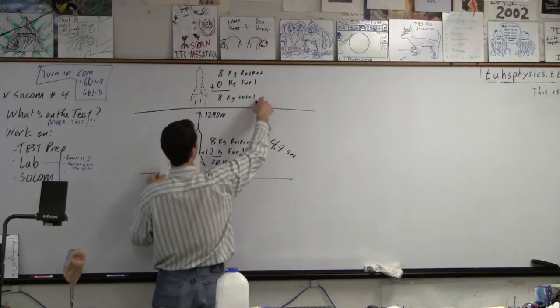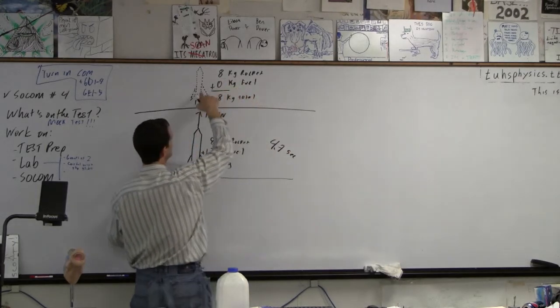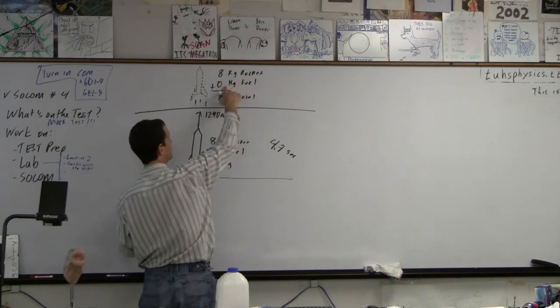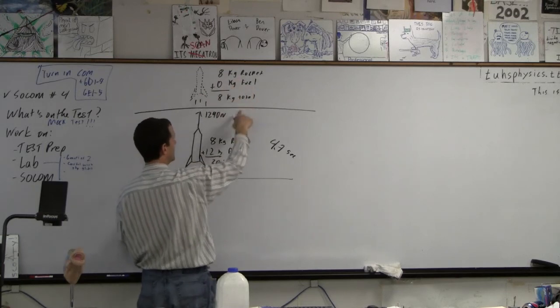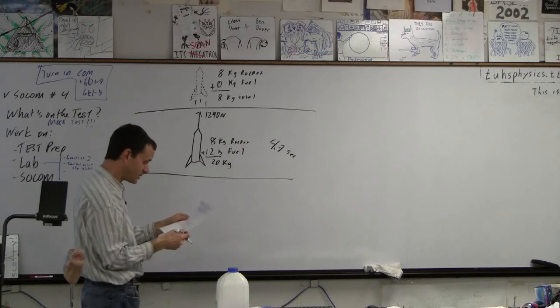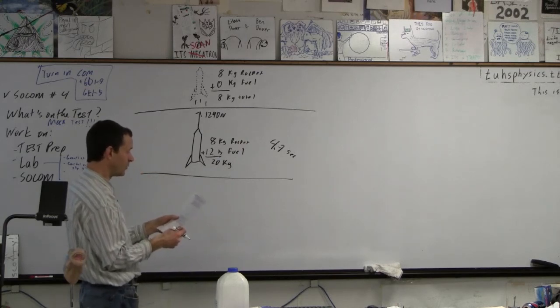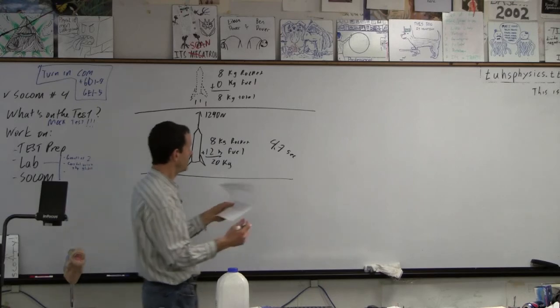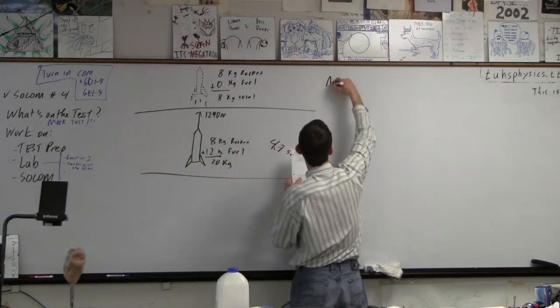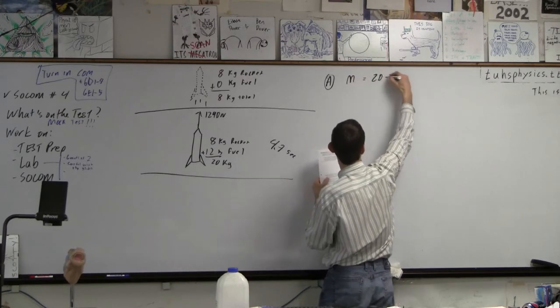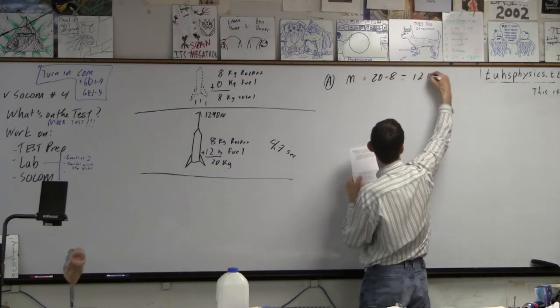And at 4.7 seconds, at the instant it's burning that last little bit of fuel, it's got 8 kilograms of rocket still, 0 kilograms of fuel. So here we've got a total mass of 8 kilograms, right? And the first thing says, what's the mass of the fuel? What's the burn rate? Okay? So A, the fuel mass is just 20 minus 8, 12 kilograms, right?